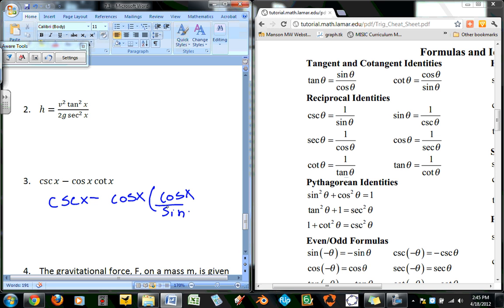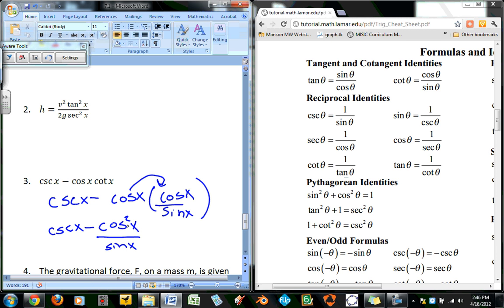Again, I'm not sure if this is going to help us, but I'm going to try it. I know it's legal and I know I can do it. So let's go ahead and multiply through here. Cosine x times cosine x is just cosine squared of x. So cosecant x minus cosine squared x all over sine. Okay. Well, this doesn't really mean too much to me.